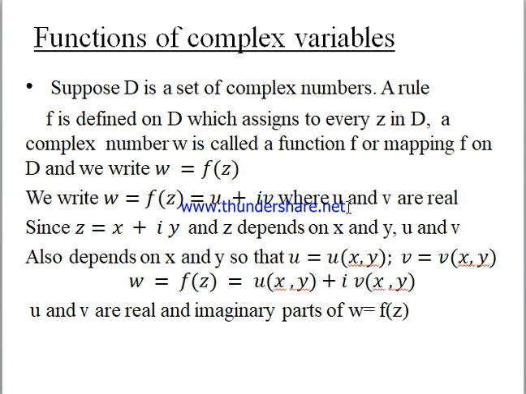Here u and v are real, and we know that z is equal to x plus iy, so z depends on x and y. u and v also depend on x and y, so we can write u is equal to u of x comma y and v is equal to v of x comma y. So w equal to f of z is equal to u of x comma y plus i v of x comma y, where u and v are the real and imaginary parts of w equal to f of z. That is the complex function in the variables x and y and u and v.